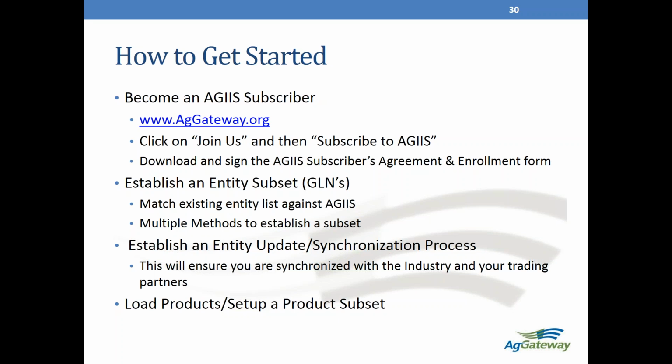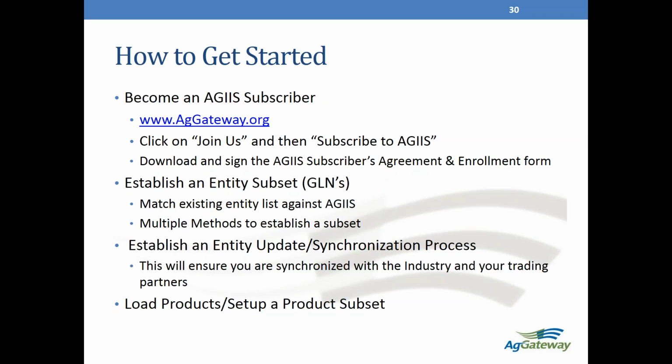But once you've established a subset, I definitely think the next step is to establish an entity update and synchronization process. I've kind of beat on this drum earlier, but AGIIS is a subscriber-owned database. And the benefit of a subscriber-owned database is staying synchronized and making sure you're receiving the updates the rest of the industry is making to the database. This will ensure you're synchronized. It will help reduce errors as you start connecting with trading partners. It'll make sure you're on the same page.